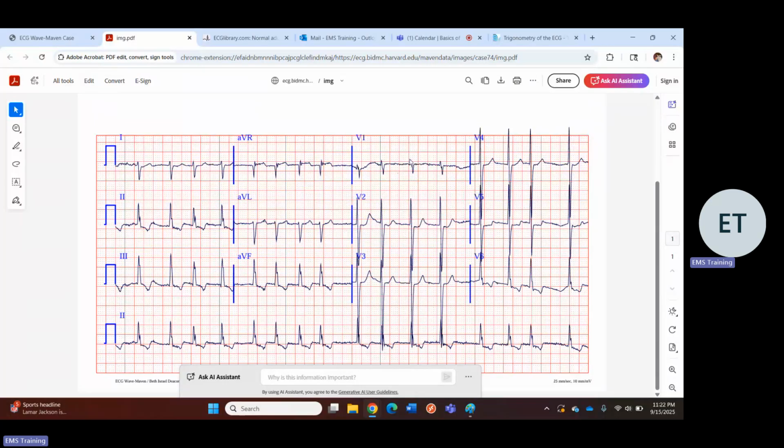And with an R wave and an S wave, this might actually represent some sort of partial, left-ish, not a left bundle branch block. I don't think it quite meets the criteria for that. It's close. Maybe it does.